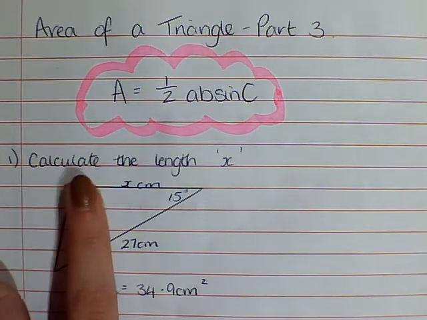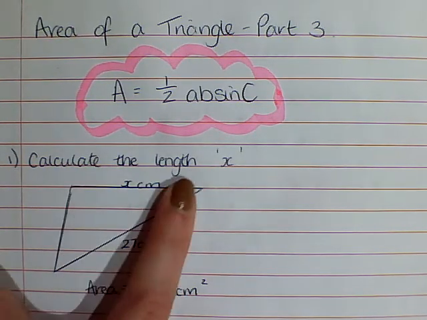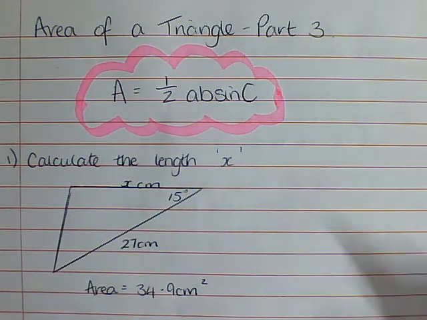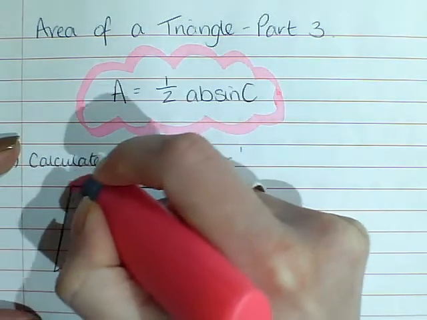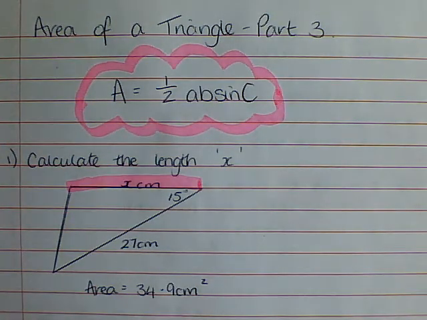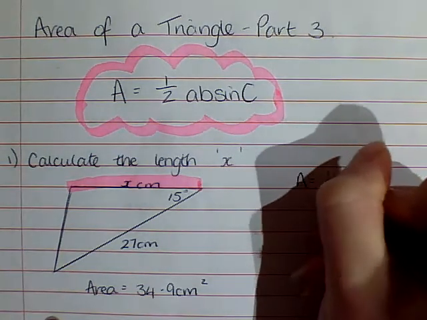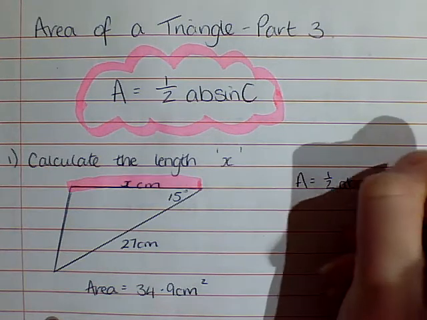So question 1, calculate the length of x. Now x is this line here. So we need to calculate the length of this one here. Easy peasy. First thing we're going to do is write out the formula. So area equals a half AB sine C.